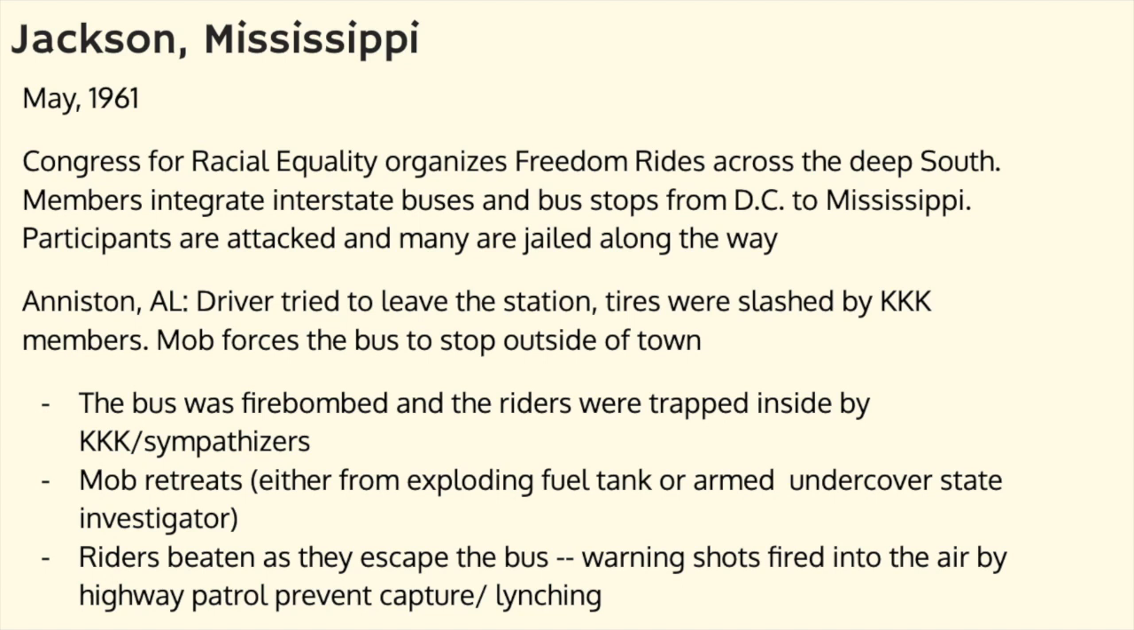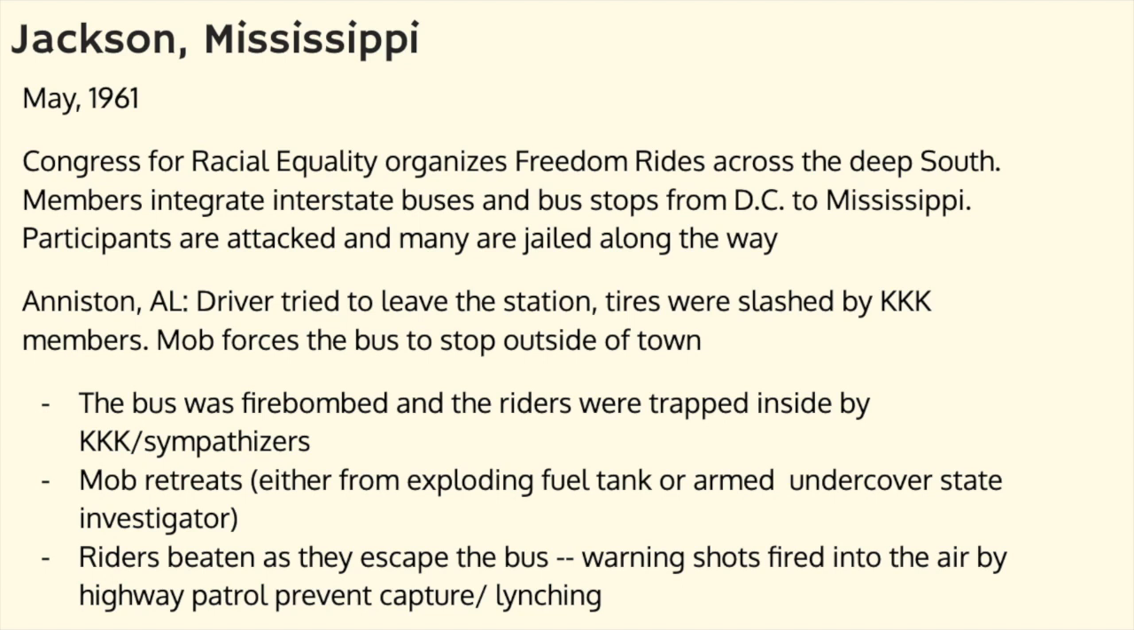The Freedom Rides come out of looking to increase voter registration. This is before the Voting Rights Act of 1964 and 1965. So the Congress for Racial Equality, CORE, they organize these groups. What they're doing is trying to integrate interstate buses, and many of them are also, the white students at least, trying to drum up voter support as well.